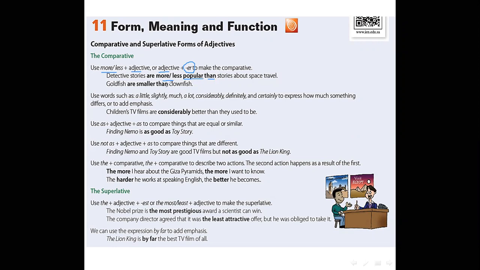Goldfish are smaller than clownfish. So we add er than because the adjective here is small.